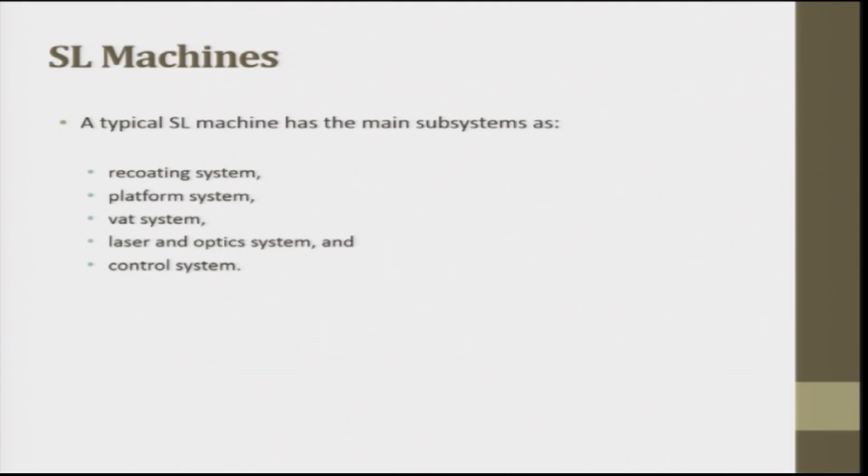So, the typical SL machines have many subsystems. After the process is over, you will have subsystems. One is the recoating system, platform system, VAT system, laser and optic system, and control system. These are the subsystems. When you talk about the modular concept, this is what we were trying to talk about.